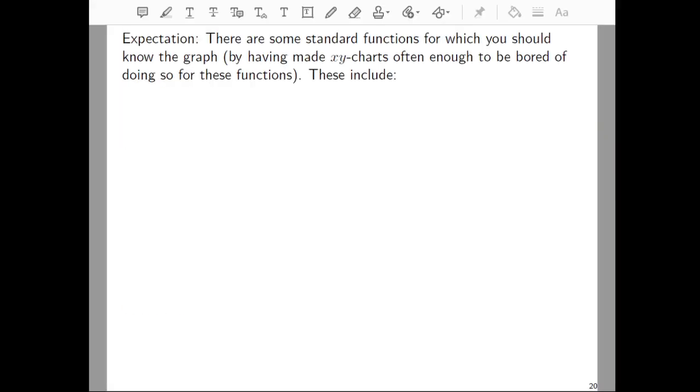Okay, so we've looked at several major important functions and their graphs, but there's an important expectation that we should talk through right now, and it is this. There are some standard functions for which you should know the graph.